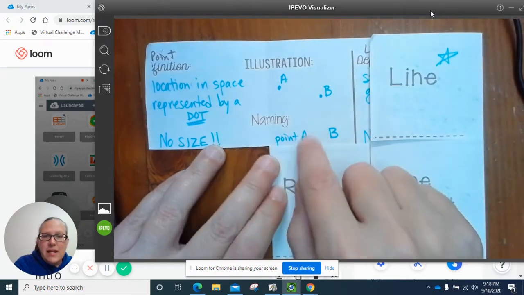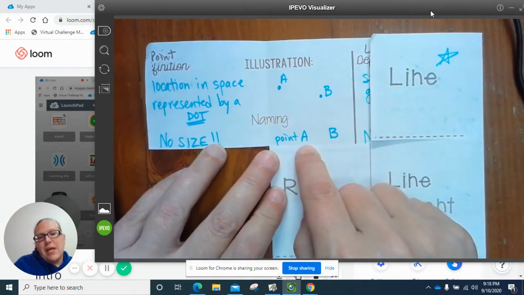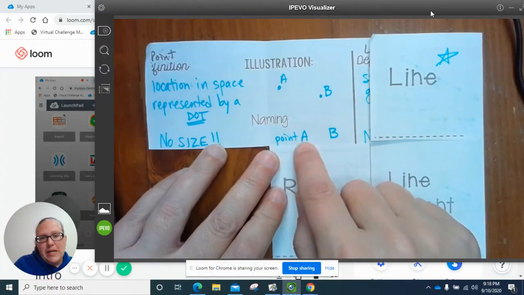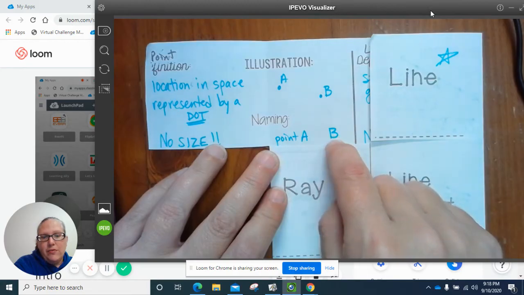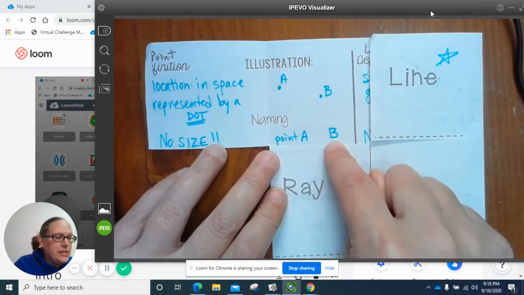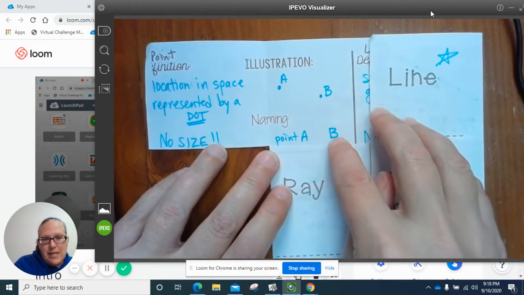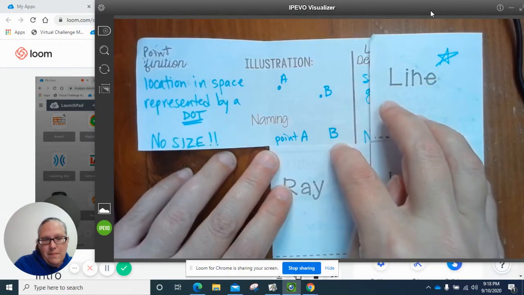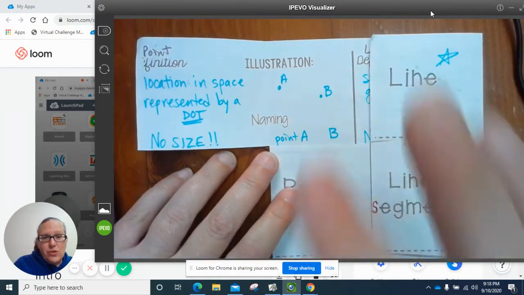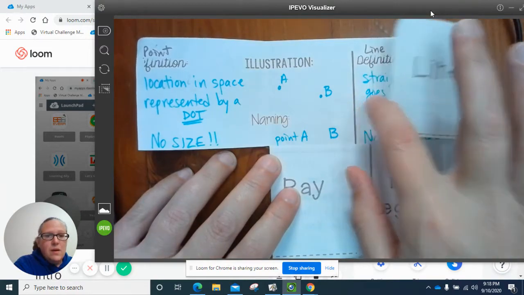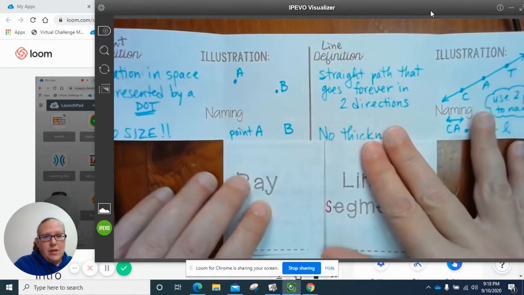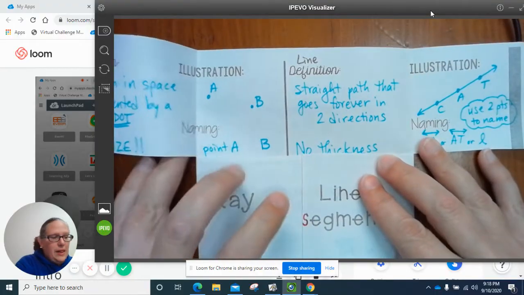Okay, the key with naming points is that they're always using capital letters. Okay, so we could call it point A. You don't really have to write the word point. You can just write the capital letter. If you see a single capital letter by itself, that's always going to represent a point. Okay, so you can pause, write that down. I'm going to go on to line.